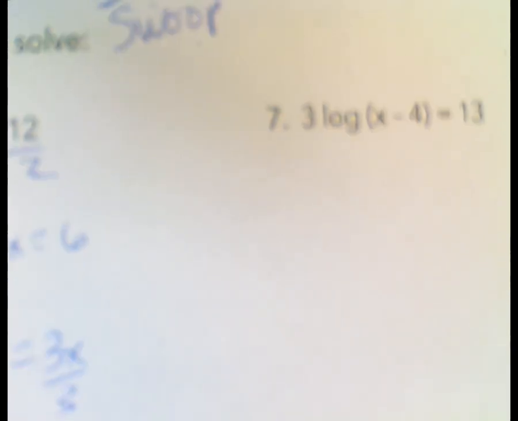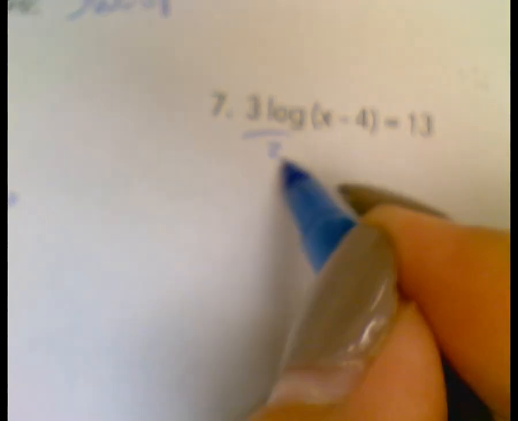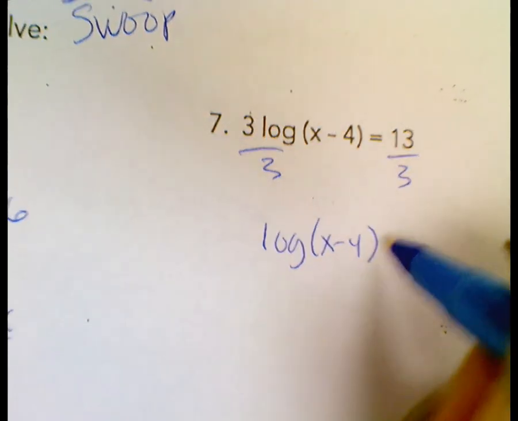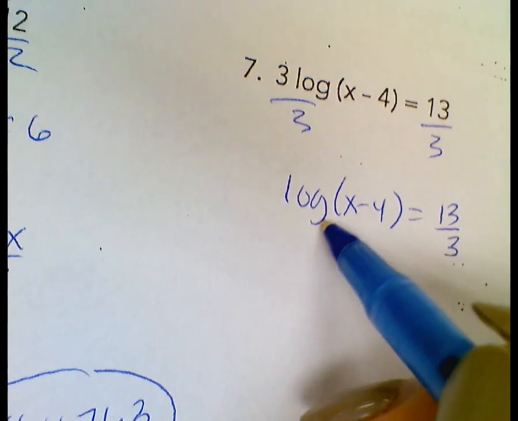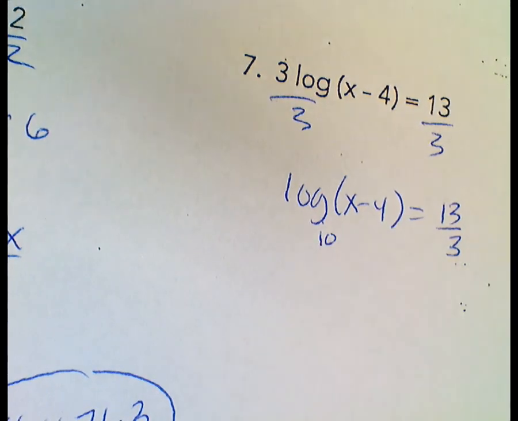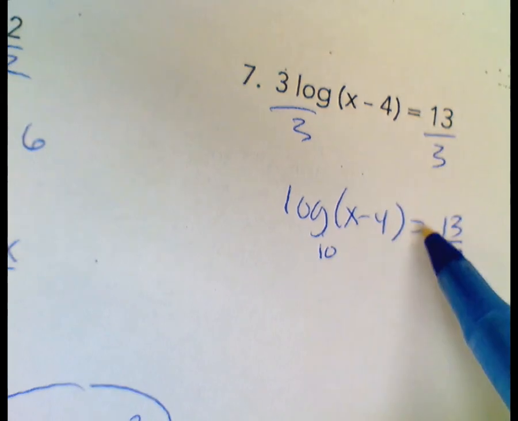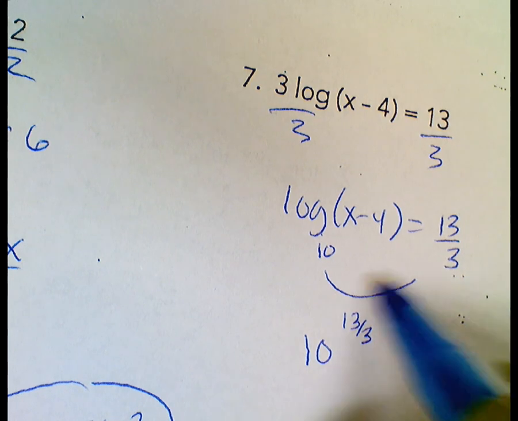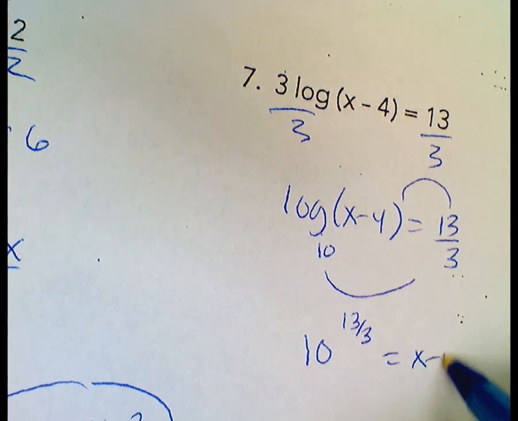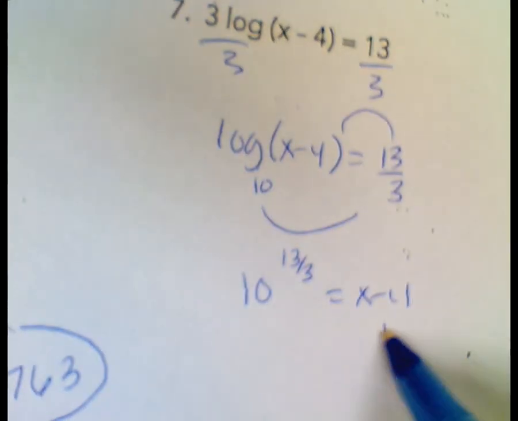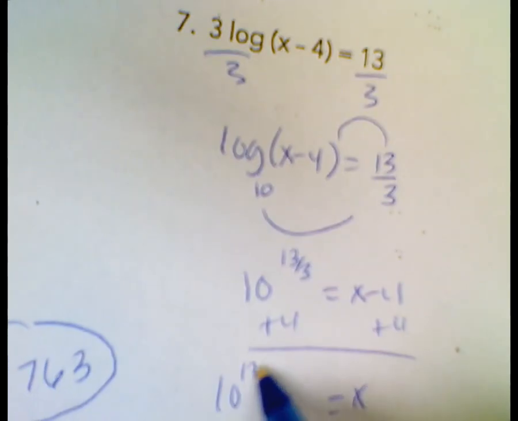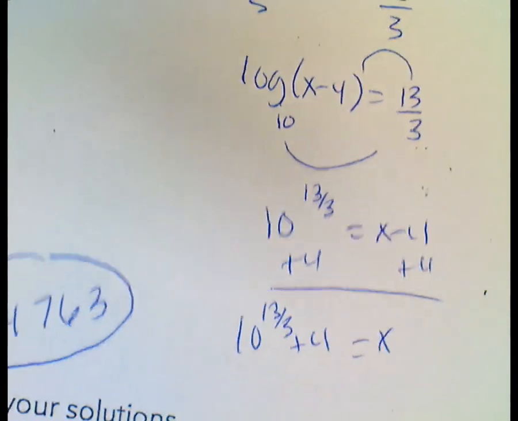For 7, we're going to divide by 3 and get log x minus 4 equals 13/3. I'm not even going to change that to a decimal yet. Now what's the base here? The base is 10. So, again, this is a single log, so we're swooping. So we go 10 raised to the 13/3 power equals x minus 4. Add 4. So x equals 10 to the 13/3 plus 4.